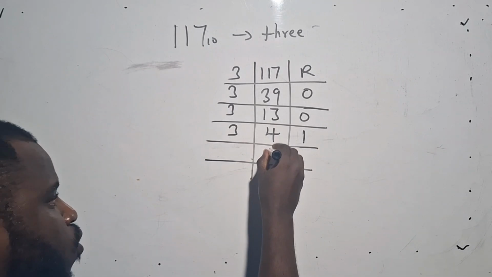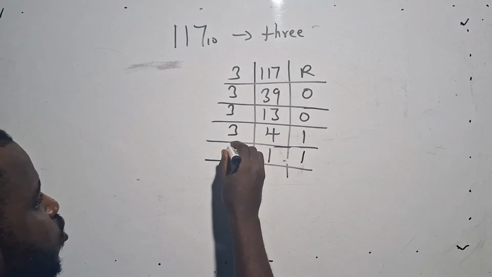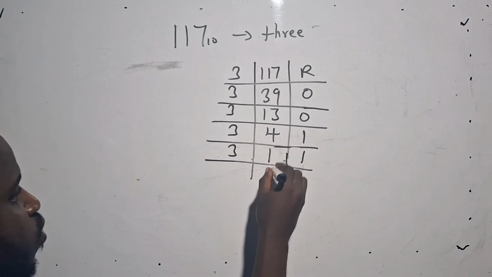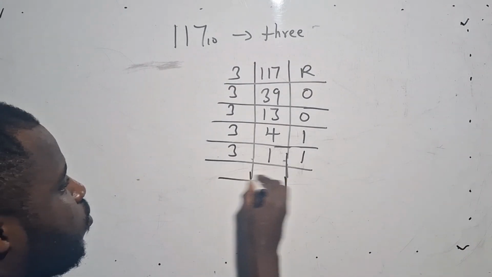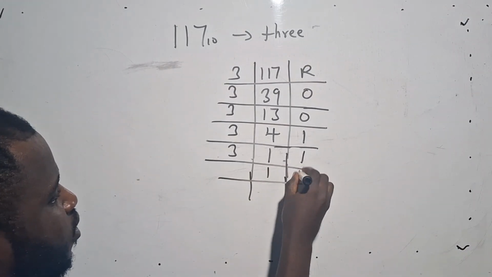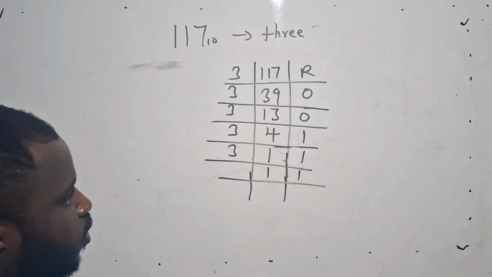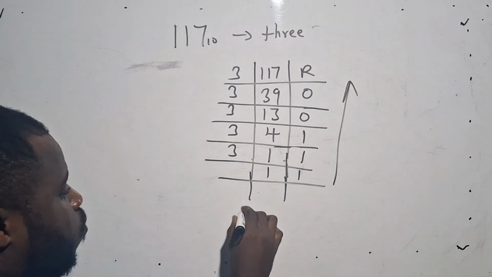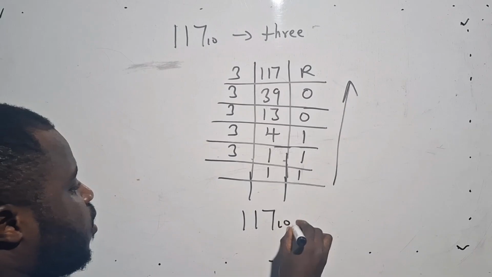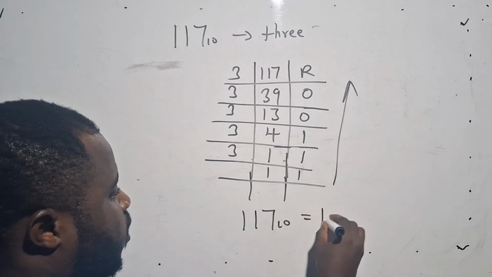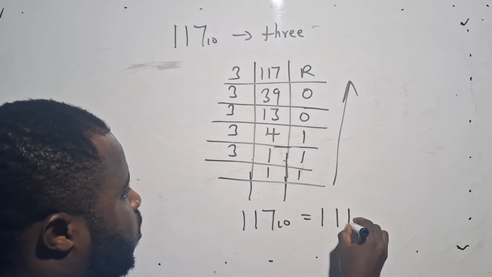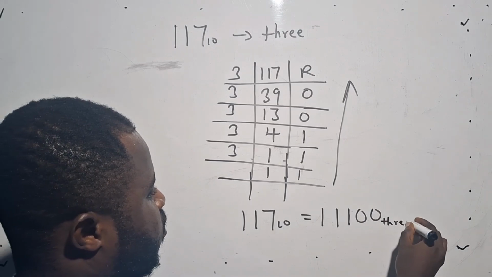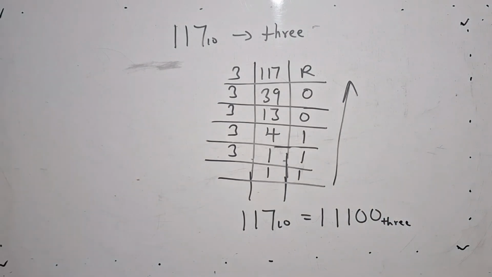3 can go into 4 once, remainder 1. So bringing the 3 again, since there's a number here, but 3 cannot divide 1. So I'll bring that surplus down here and repeat it here. So I'll pick the numbers upward as usual. So 117 base 10 will give me 11100 base 3 as my answer.